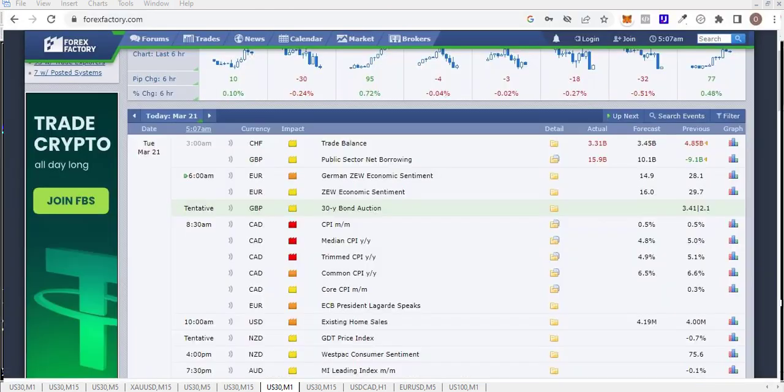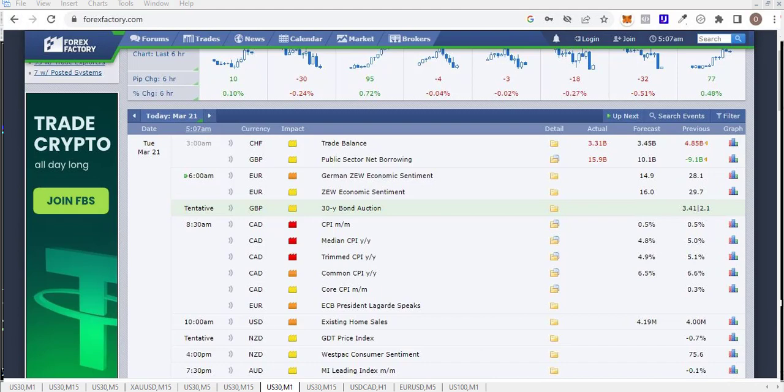And before you take any trade, make sure you check Forex Factory to find out that there's no news, either 30 minutes before or 30 minutes after, so that nothing will affect your trade. It will be able to move normally.